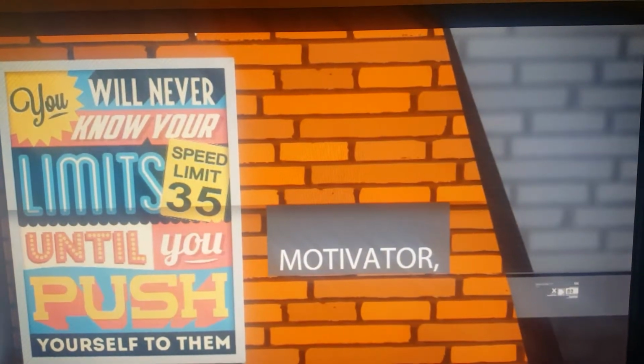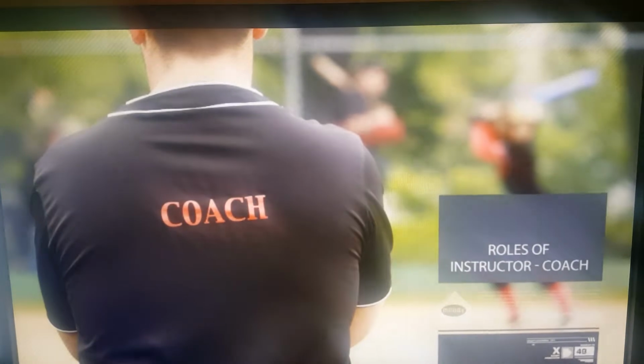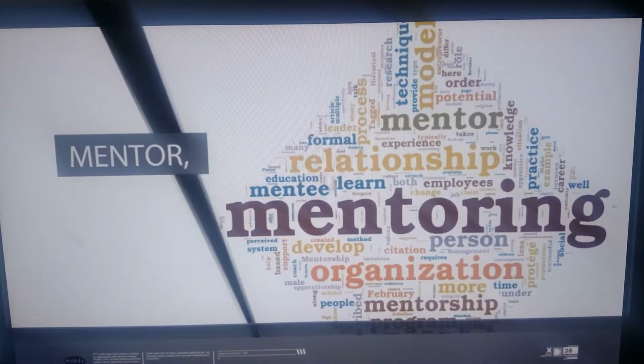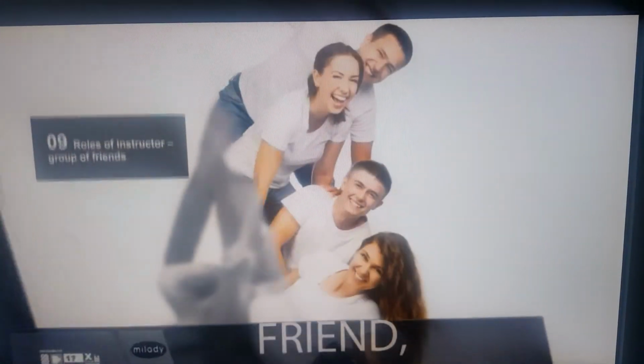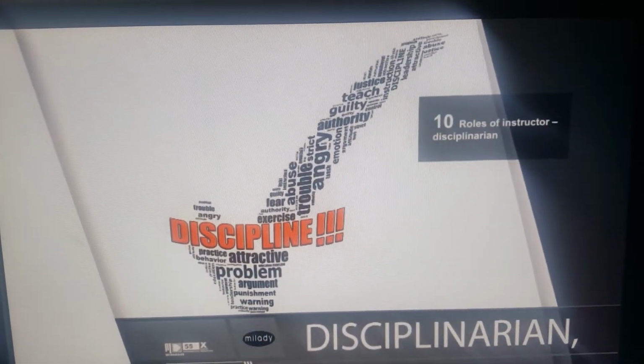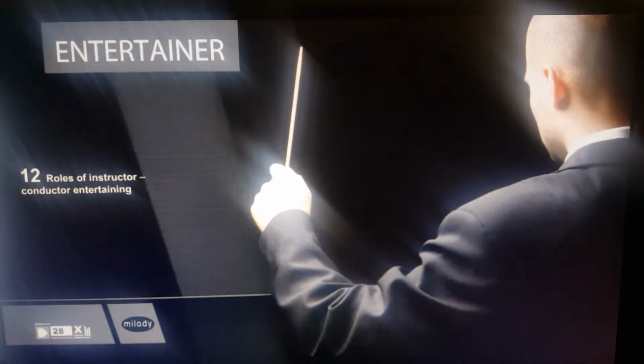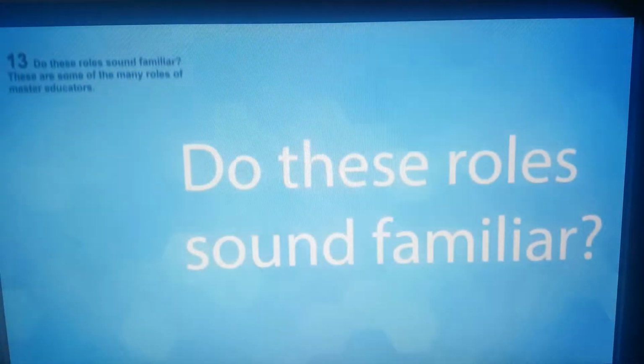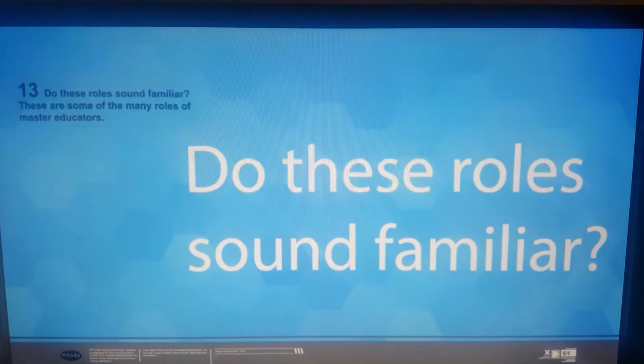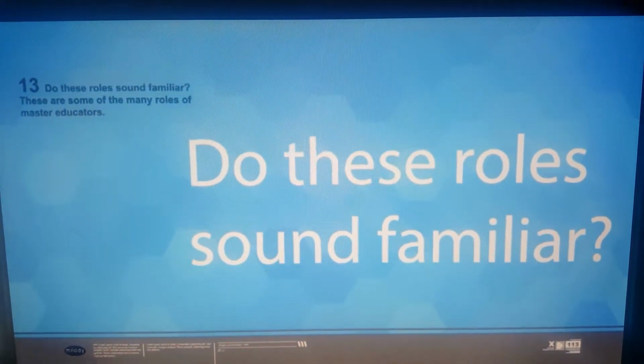Motivator, coach, mentor, friend, disciplinarian, teacher, entertainer. Do these roles sound familiar? These are some of the many roles of master educators.